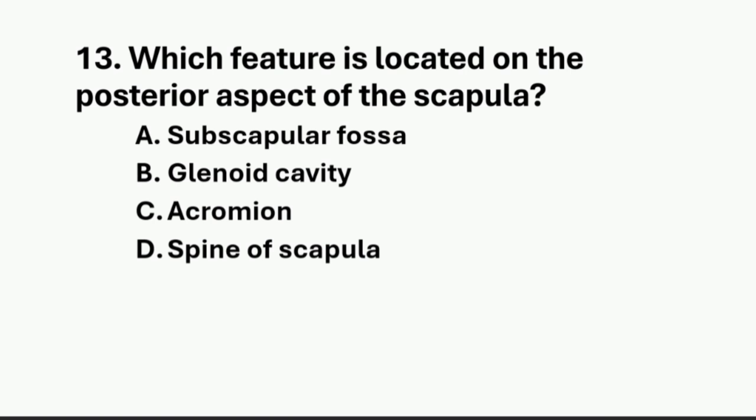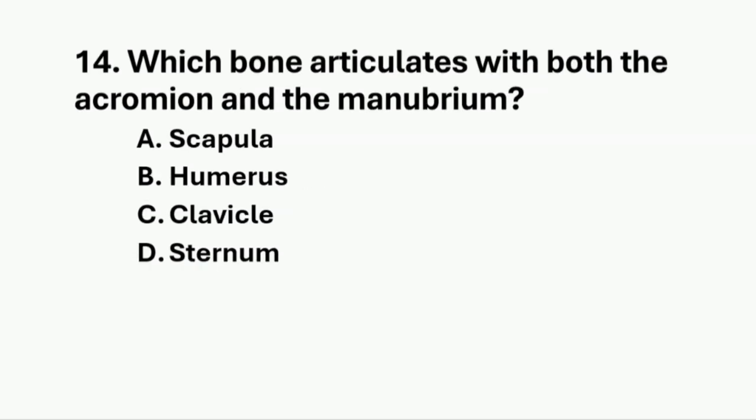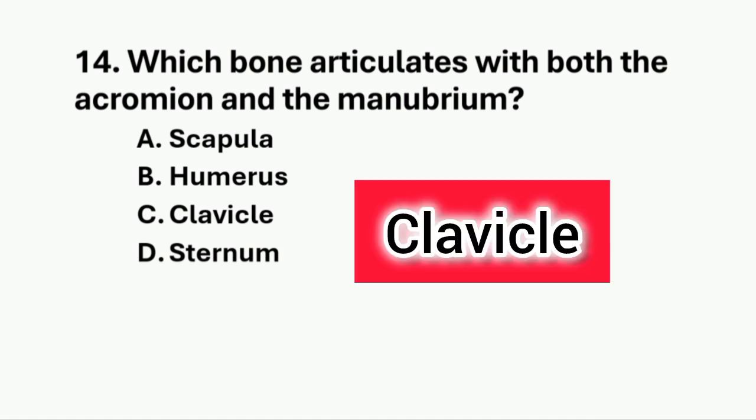Which feature is located on the posterior aspect of the scapula? Correct answer is option number D, spine of the scapula. Which bone articulates with both the acromion and the manubrium? Correct answer is option number C, clavicle.